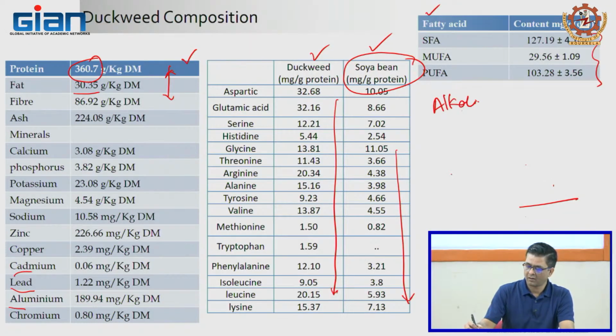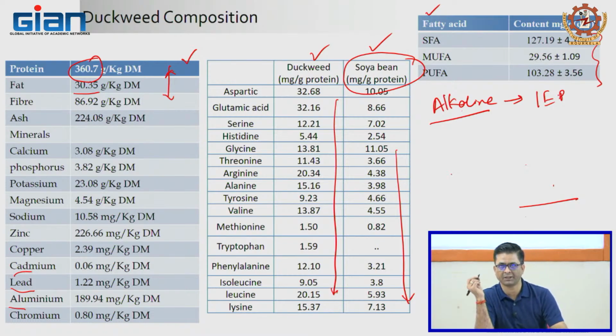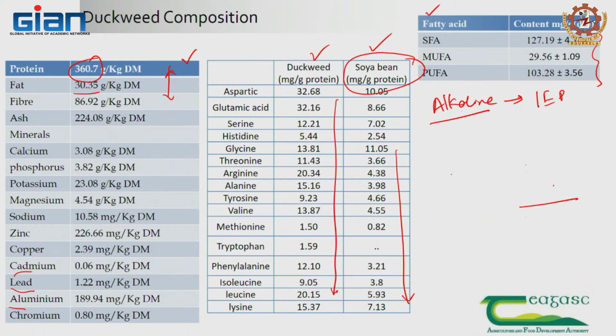So, alkaline extraction and isoelectric precipitation. Okay. So, what makes us use alkaline followed by isoelectric precipitation? Why alkali, why not acid or water? Sir, alkaline helps to maintain the particular pH.